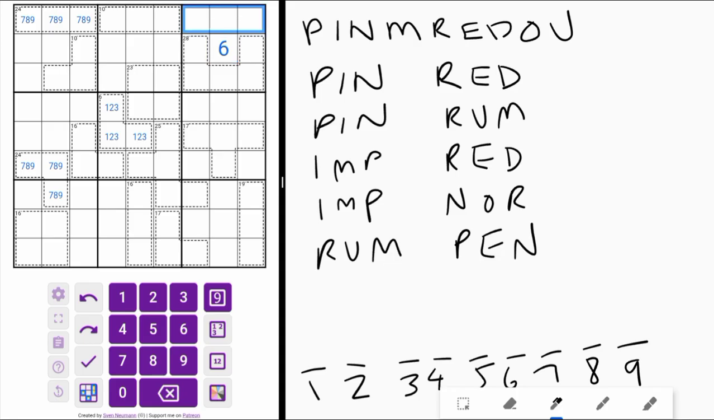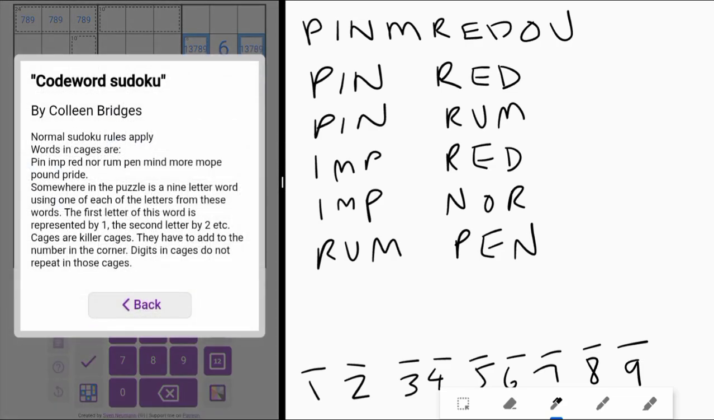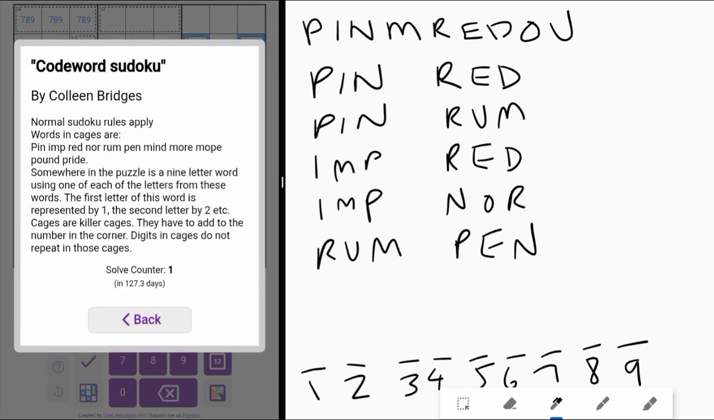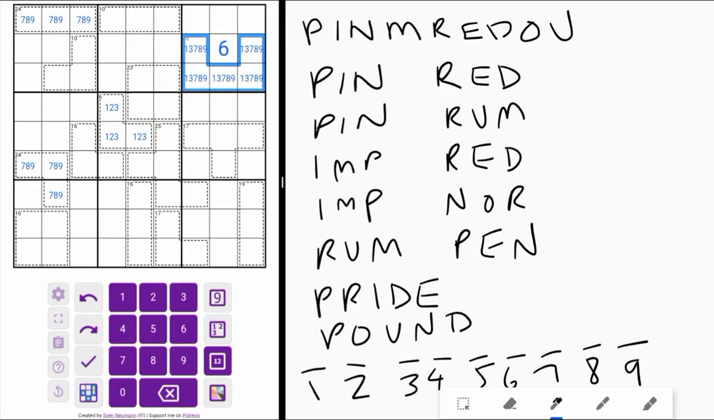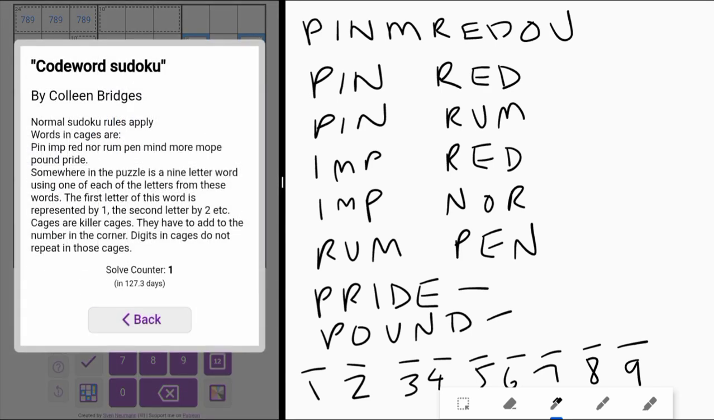And now that can't be a 7, 8, 9, which tells us there is a 7, 8, 9 in this word, which adds to 24 and leaves a 1 and a 3 to go in there. Now the word that can go in there is either pride or pound. So we know that, looking at that, that has to have a 7, 8, 9 in it. So one of these words has to have the 7, 8, 9 in it.